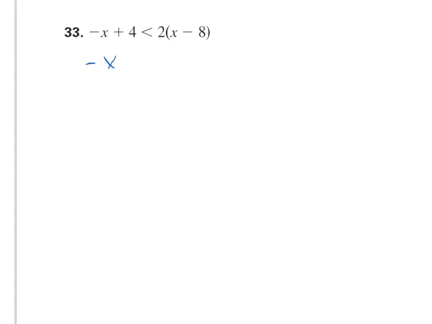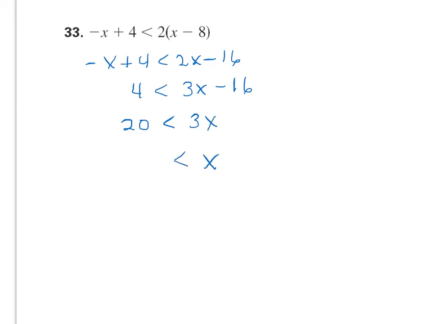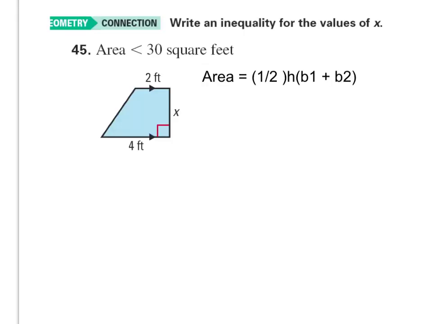Now just review your work. Did you distribute the 2x minus 16? Add x to both sides because it'll look a little simpler. You won't have to switch the direction of the inequality. Added 16, 20 is less than 3x, and divided both sides by 3. So we got x is greater than 20 over 3. Again, I'm reading from right to left.